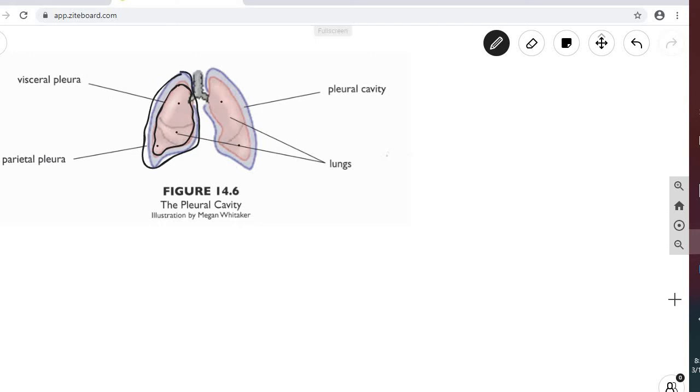So the area between those 2 membranes, here's the membrane that surrounds the lungs, here's the membrane that lines the chest cavity, the area in between those 2 is called the pleural cavity, and the term pleural refers to the lungs. This pleural cavity is filled with fluid, and there's no air in there.